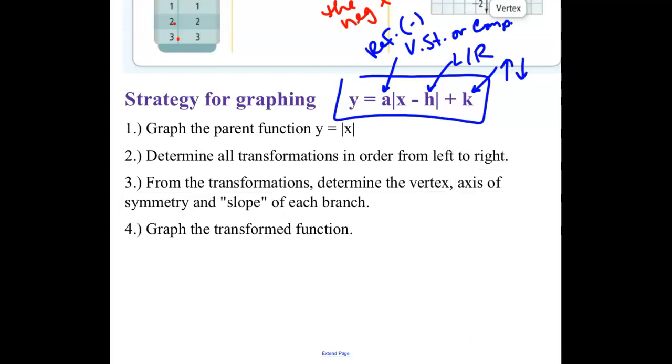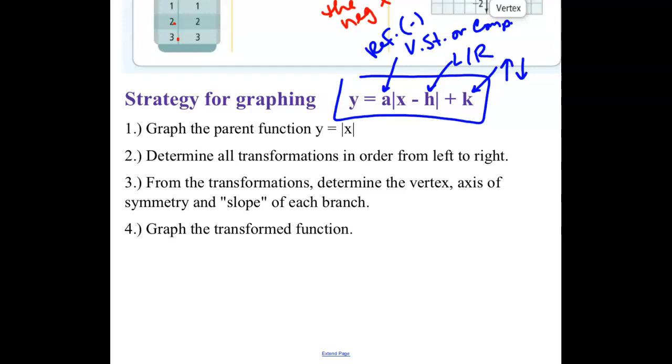From our transformations, we will be able to tell where the vertex goes. We'll be able to figure out the equation for the axis of symmetry. And we'll be able to identify the slope of our graph. Now, there's not a single slope because it's not a line, but it's a V made up of parts of two lines. So they each have a slope associated with them.